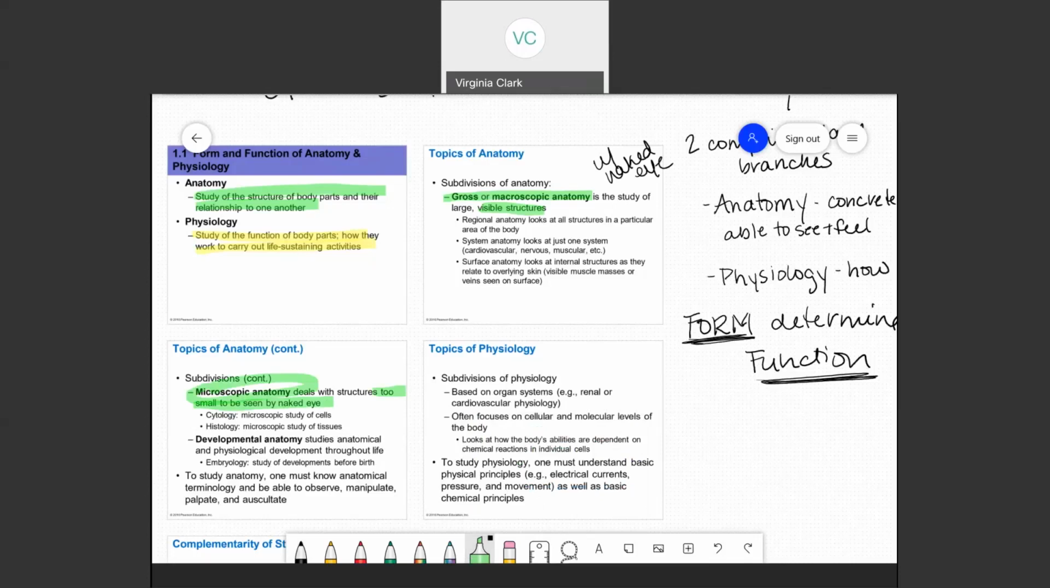When we're looking at anatomy, we're going to start pretty much every section with either the gross, so we look from the outside, from the large structure to the small structure, or we look from the small structure to the large structure. Either way, we're going to do gross and microscopic a lot throughout this semester.